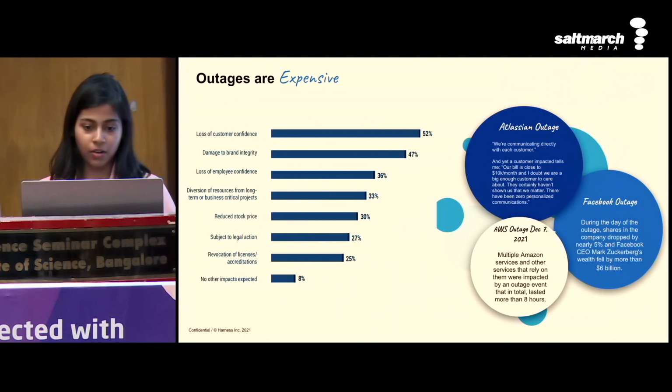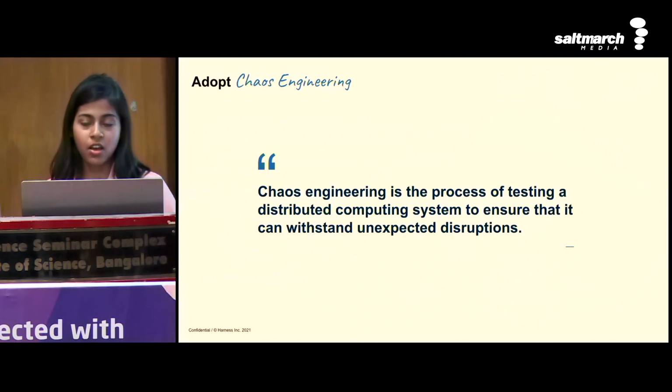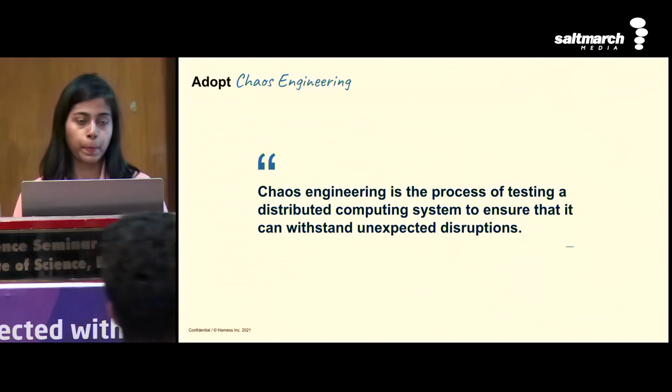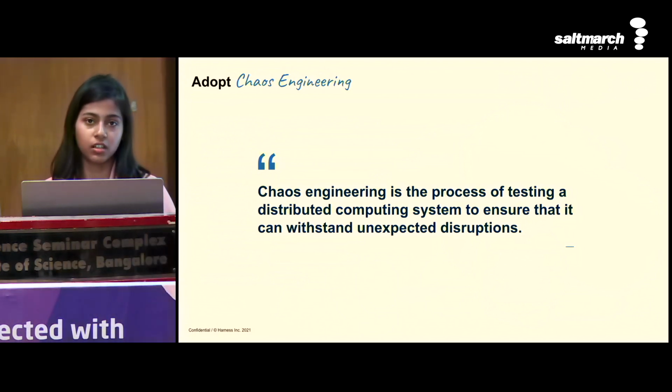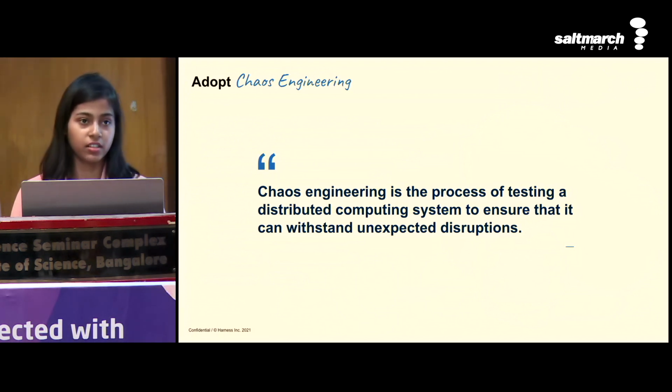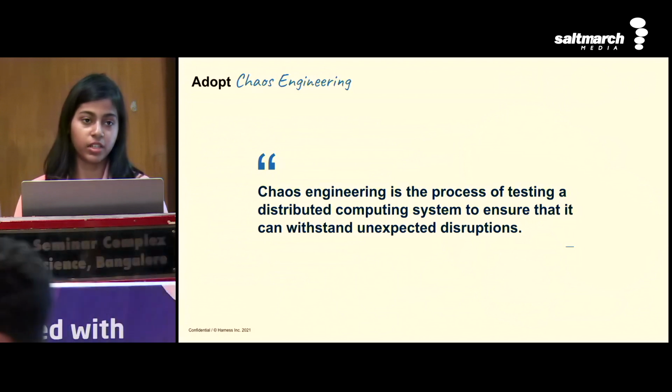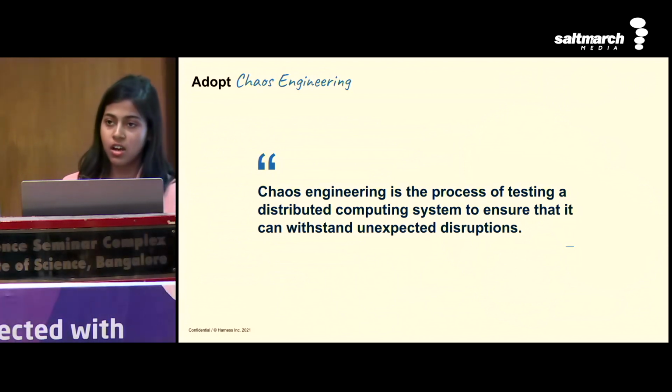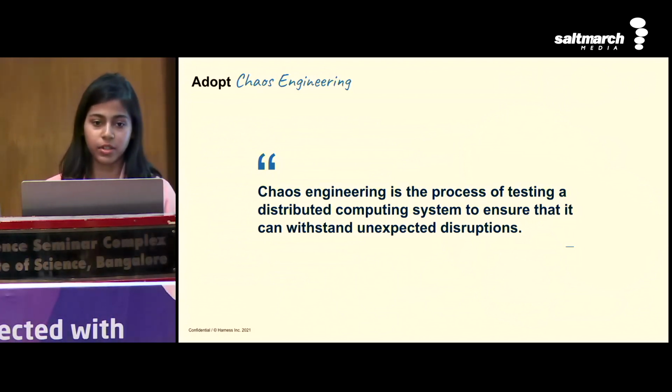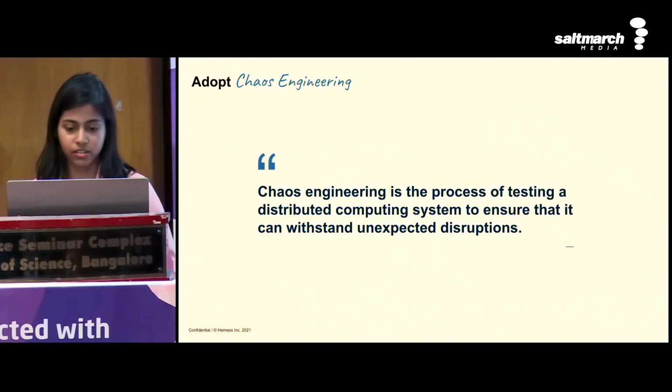So with that, I would like to introduce chaos engineering, which is a process of testing distributed applications in a controlled environment. The goal here is to identify the weaknesses through intentionally injecting chaos in a controlled blast radius, and ensure that your application behaves properly in unexpected situations.